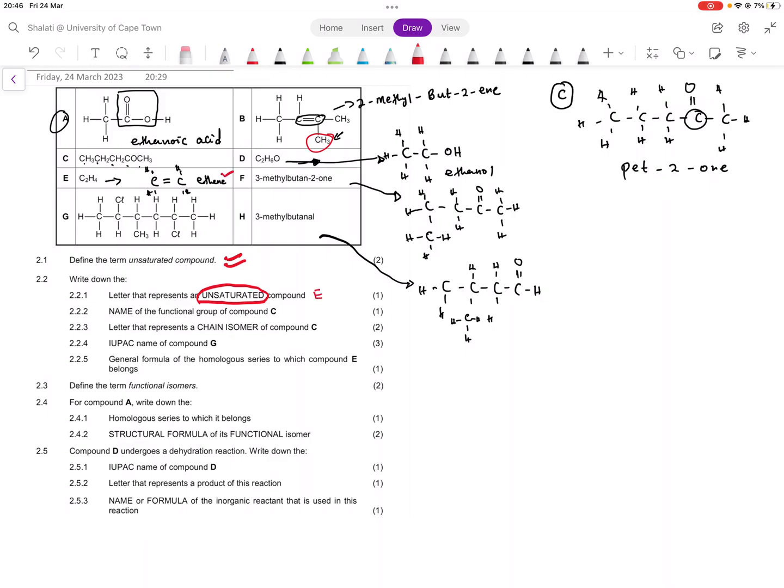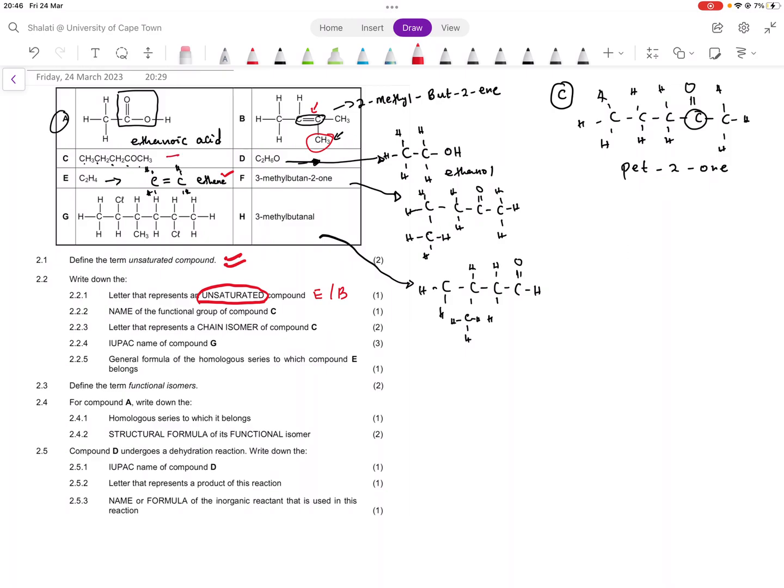Let's see what else we have. And also compound B. There is the double bond, compound B. So you can write E or B. The only one. So you can just write one of those. And then name the functional group of compound C.